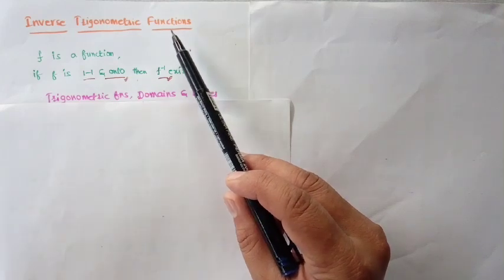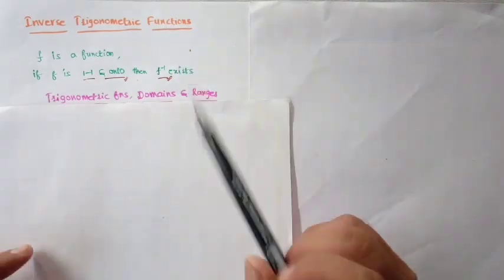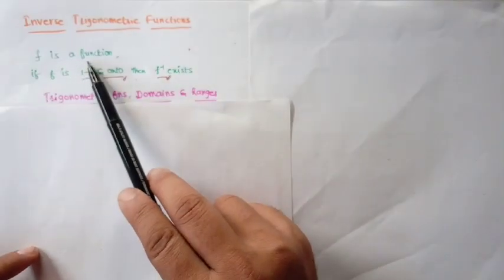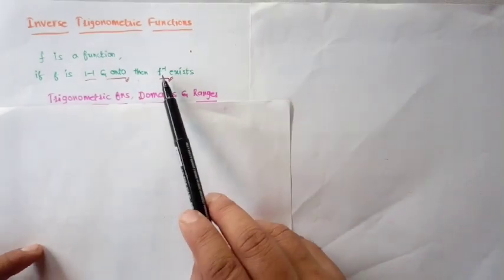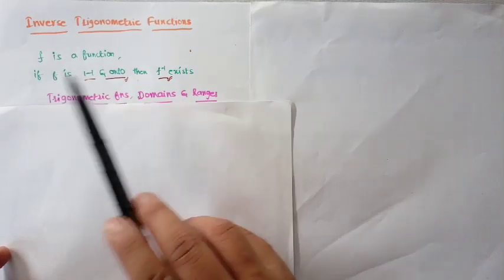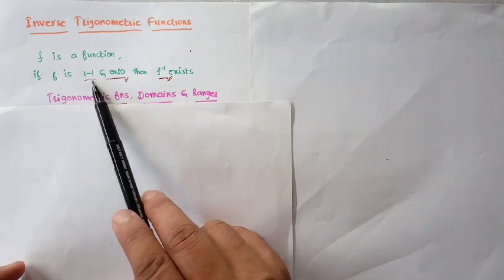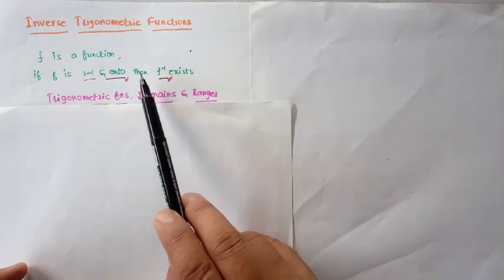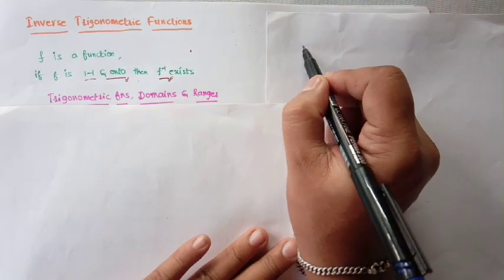In the word, you come to understand inverse. How will the inverse exist? F is given as any function. To get the F inverse, we require F to be 1-1 as well as onto. If any function is 1-1 as well as onto, then F inverse will exist. Then we'll see the main definition of 1-1 as well as onto.